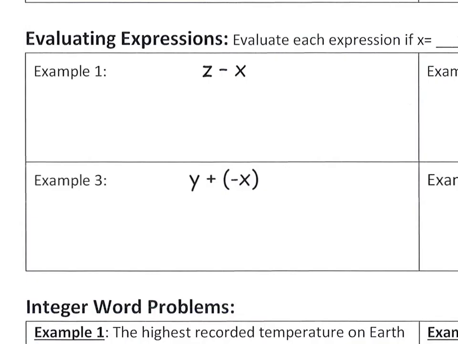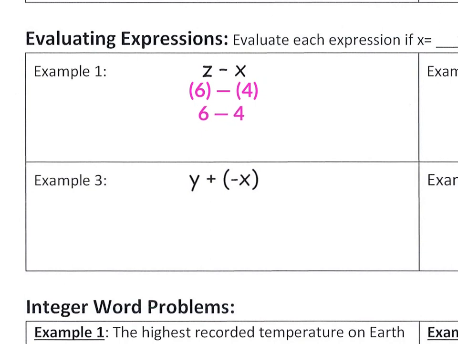Okay, so example number 1 says z minus x. Now when I sub in, I always use parentheses, but instead of typing in z, we know z is equivalent to 6. So I can type in a 6 minus, because that's what we see in between the z and the x. And then instead of x, we know from up above the x is 4, so I can replace that with a 4. So this really becomes in parentheses the 6 minus, and then in parentheses the 4, which really is no different than just 6 minus 4.